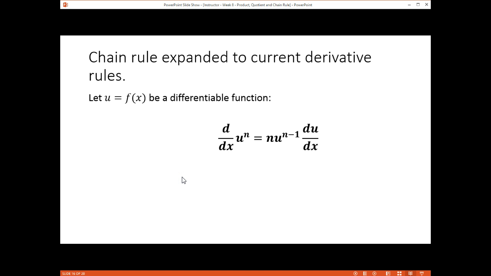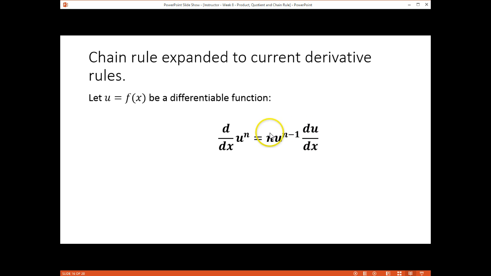What are some general rules we can follow? Well, we have a chain rule for our current derivative rules. When we have u to the n, we're assuming u is a function of x. For the derivative of u to the n, we bring the n down, u to the n minus 1, and then we multiply by du dx. Again, u is just some function, a polynomial, whatever we want it to be, and we follow our general power rule. We leave the u alone, and then we multiply it by du dx.